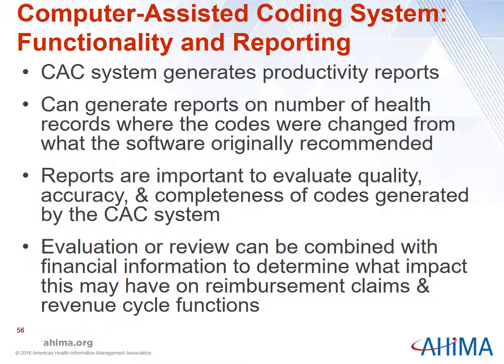The CAC system generates productivity reports. It can also generate reports on the number of health records where the codes were changed from what the software originally recommended. These reports are important to evaluate the quality, accuracy, and completeness of the codes generated by the CAC system. This evaluation or review can be combined with the financial information to determine what impact this may be having on reimbursement claims and revenue cycle functions.